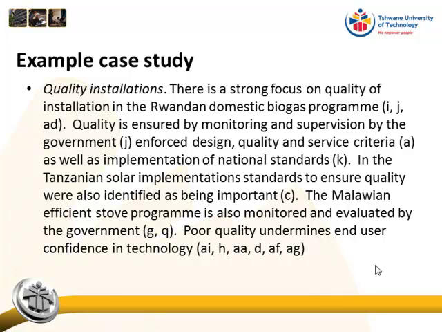So this is one of the things. You can see one of the factors was quality installations, and each one of these, the I, J, A, D, J, A, K, was either a document or an interview or an observation. So you can see that there was quite a lot of support for the fact that quality installations was important. And because it's qualitative research, there's a story behind it, and there's different aspects of quality.